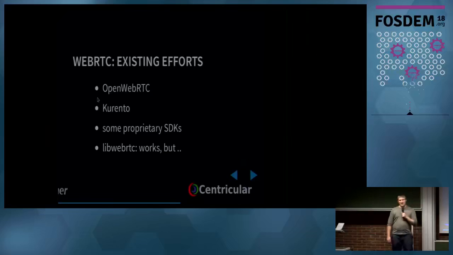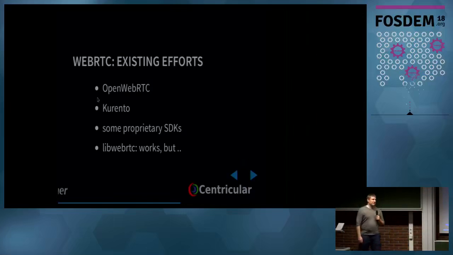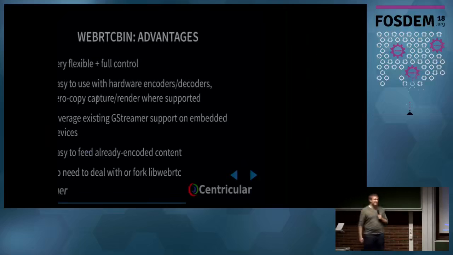Then you have libwebrtc from Google, of course. That's the thing everyone uses, more or less. I don't know if anyone has used it, but it's horrible. It's really horrible. I mean, it's so painful. It works, but it's very limited. If you want to do advanced stuff, you have to fork it. Just building it seems to be a problem. Anyway, so, webrtcbin, our new GStreamer thing.